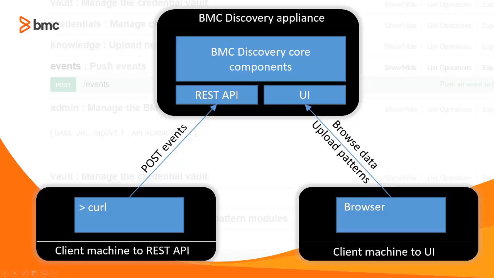But for this demo, I've set up a completely separate Linux machine, and we're going to use a tool called curl, which I'll just introduce in a minute. And we're going to talk to the REST API running on the appliance. So I'll try and point out which of the machines I'm on at any one time. Okay, so let's go and have a go.